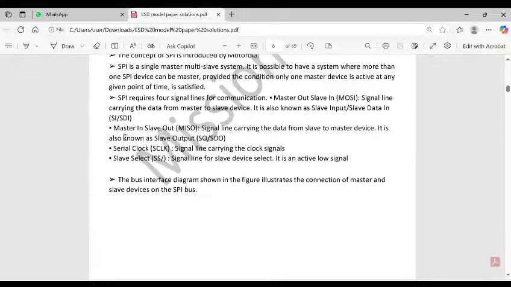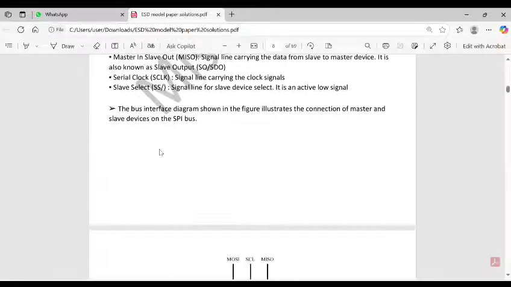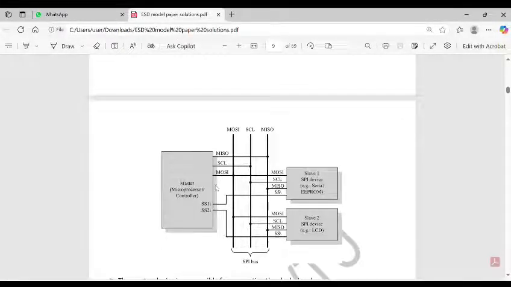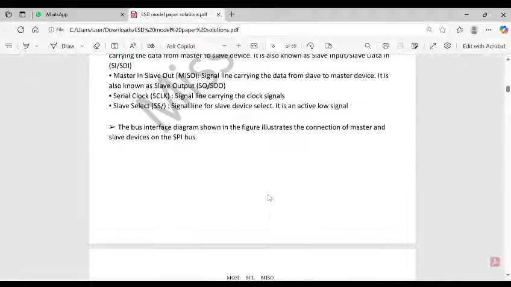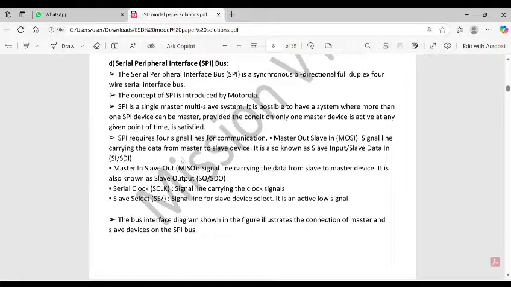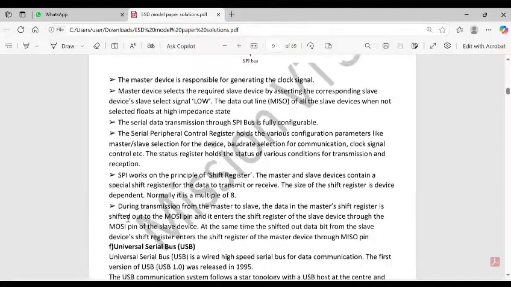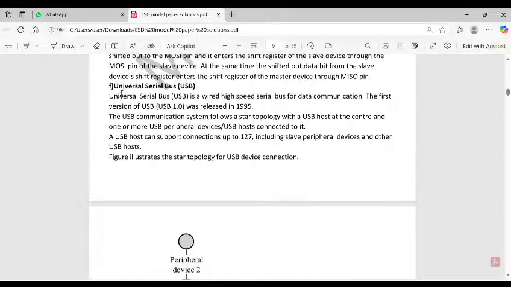Master in slave out, that is MISO, is the signal line carrying the data from the slave to master device. It is also known as a slave output. You can see in the diagram. The same is given in the paragraph here. So you can refer this.